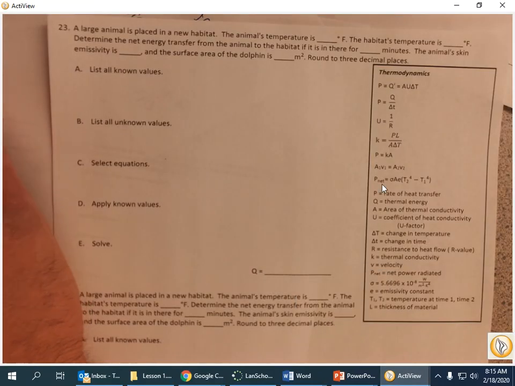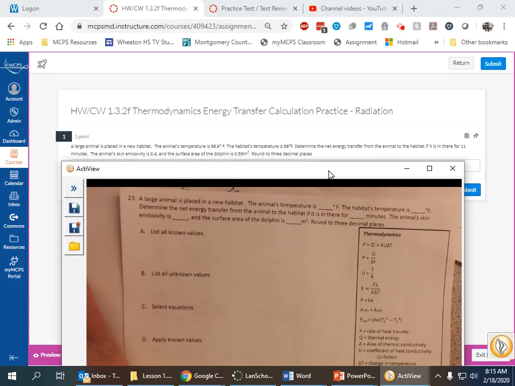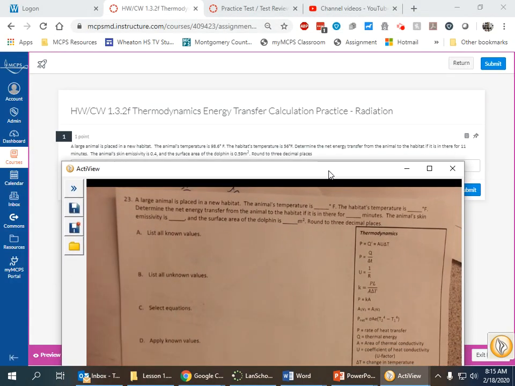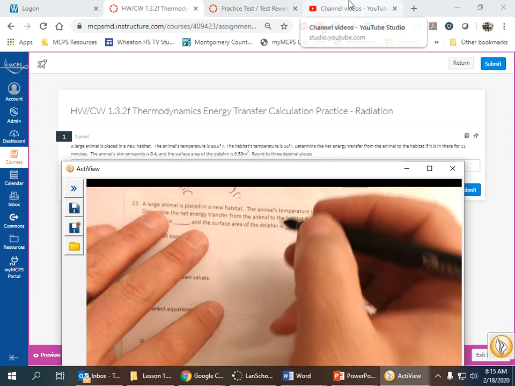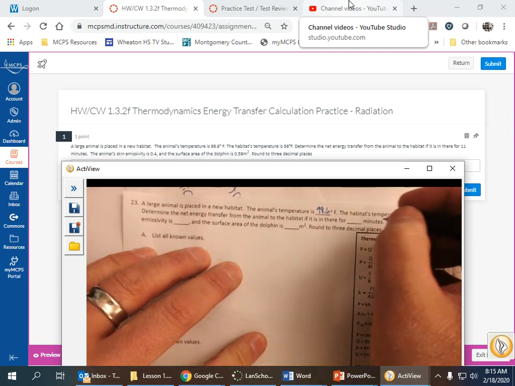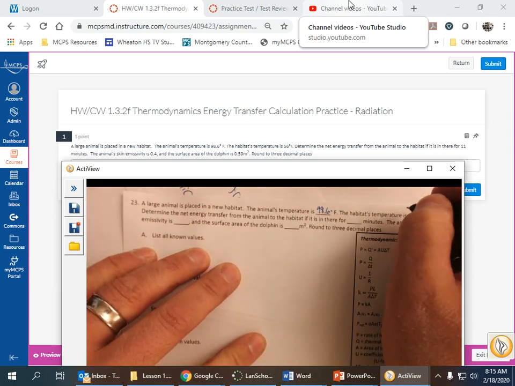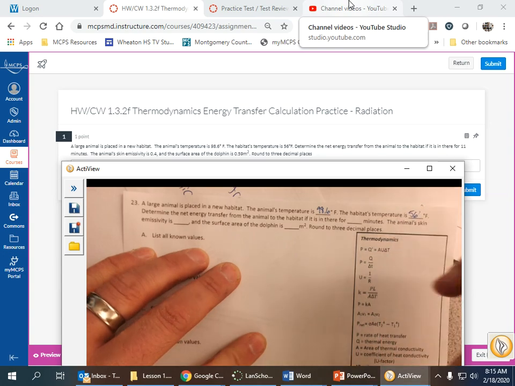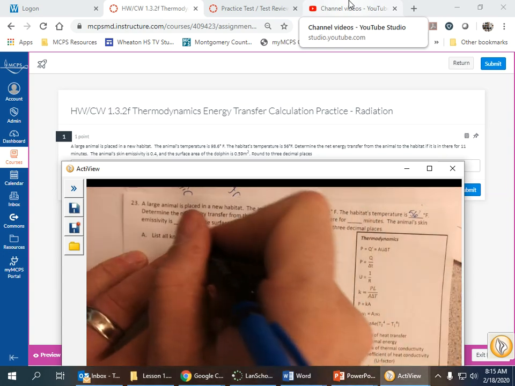What we're going to do is walk you through a radiated energy calculation. So here's my problem. A large animal is placed into a new habitat. The animal's temperature is 98.6 degrees Fahrenheit, so I'm going to write that here. And the habitat's temperature is 56 degrees Fahrenheit. And it tells me to determine the net energy transfer.